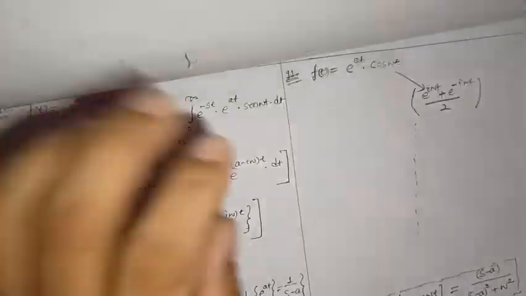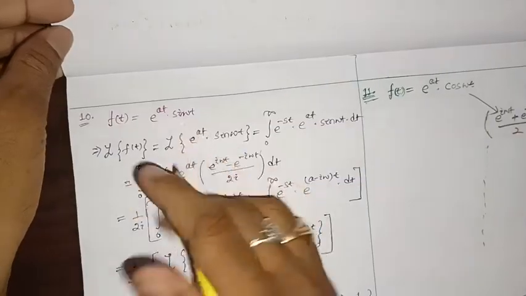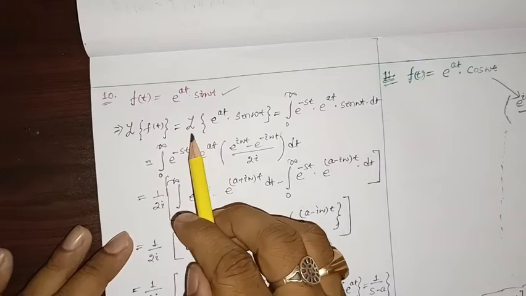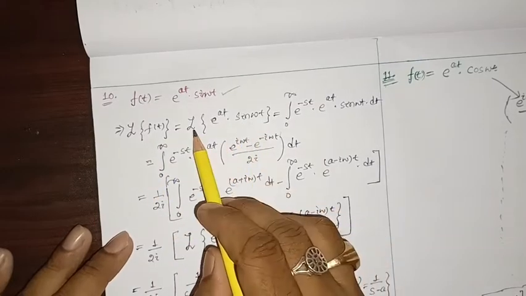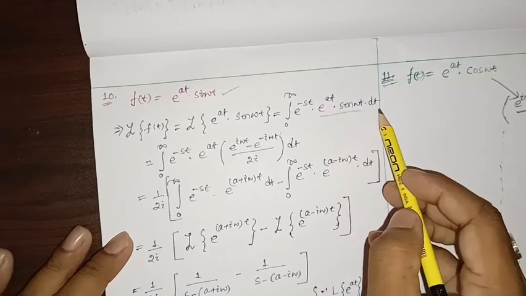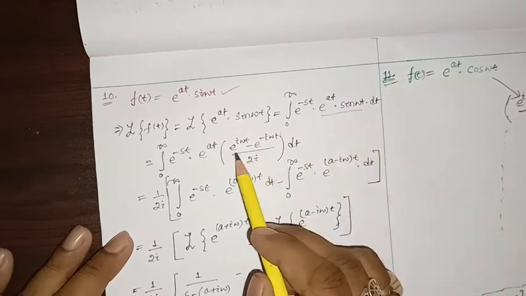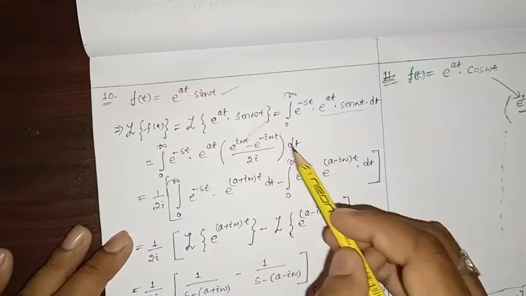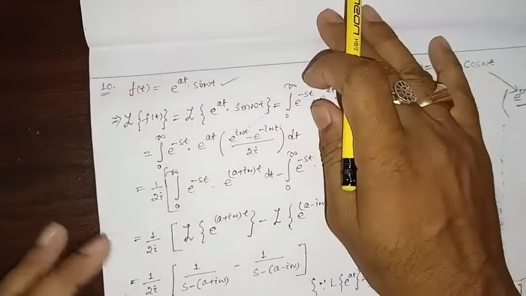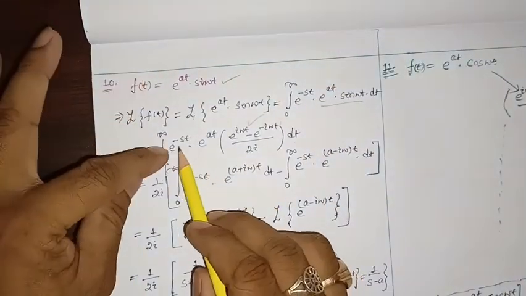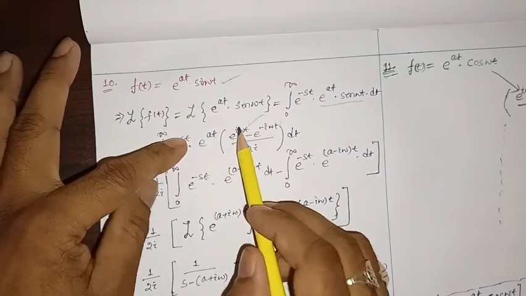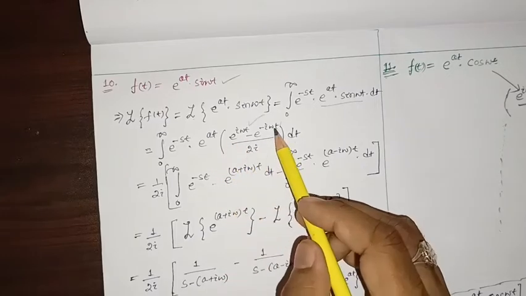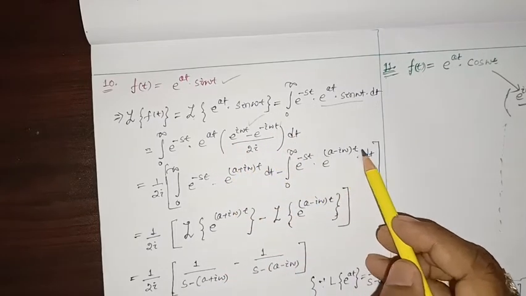Next, we are going to go for the next function, that is e to the power at sine omega t. In a similar manner we have to write e to the power at sine omega t. Laplace transform means e to the minus st and this function dt. Sin omega t is written as e to the i omega t minus e to the minus i omega t by 2i, that we know, dt. Then here you can see we are going to get two integrals. Here e to the minus st is there, e to the at multiplied with this one, it will be e to the (a plus i omega)t dt, and e to the at multiplied with this one, e to the (a minus i omega)t dt obviously.